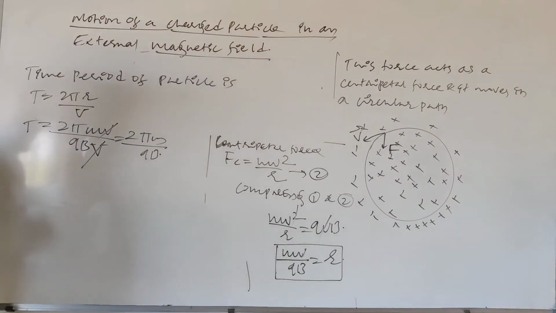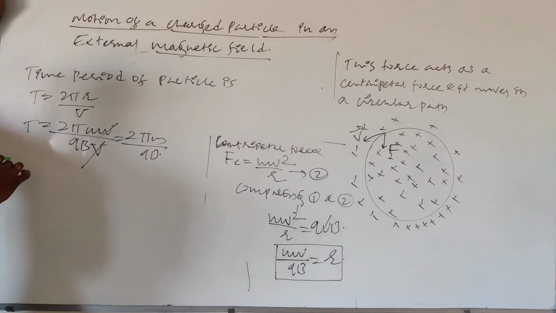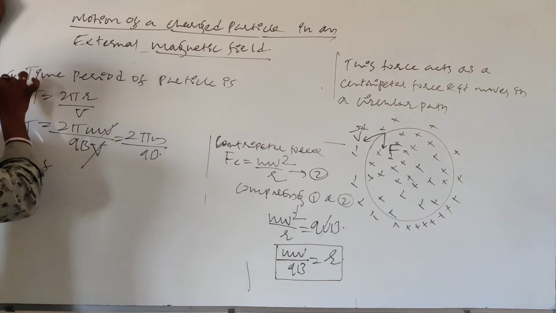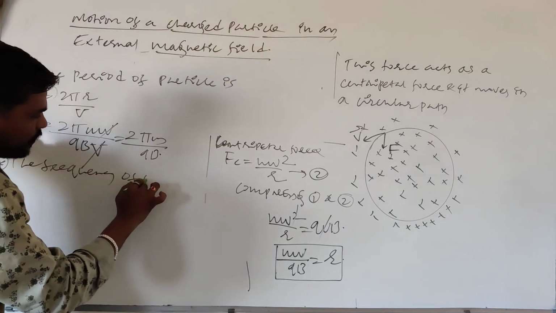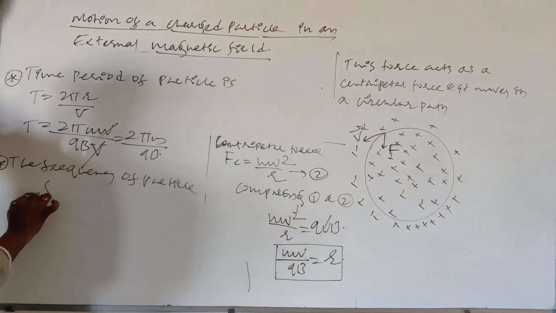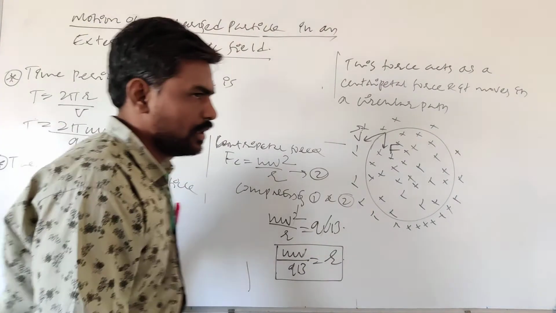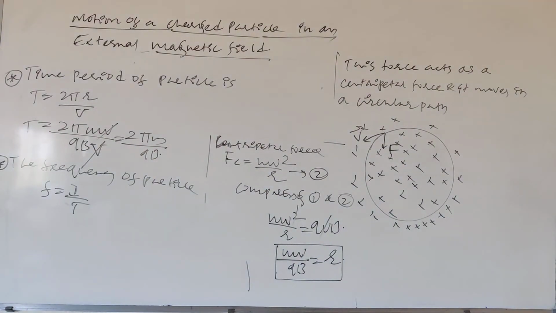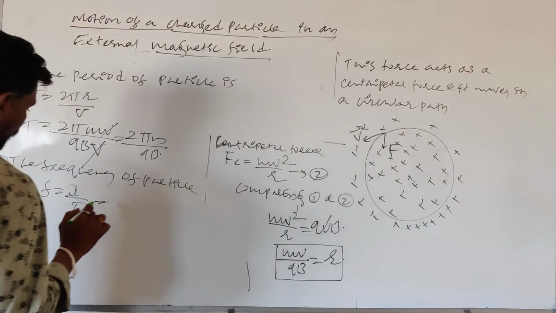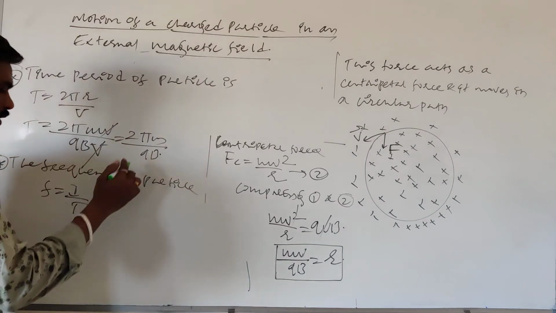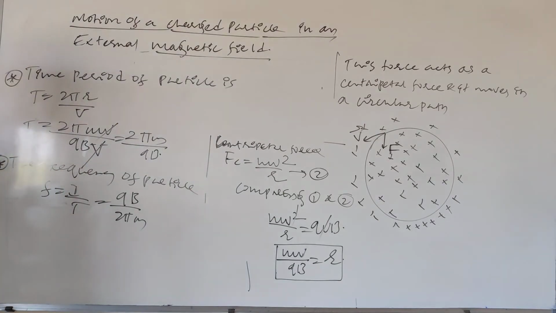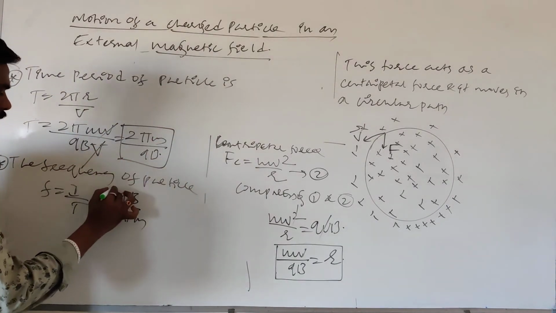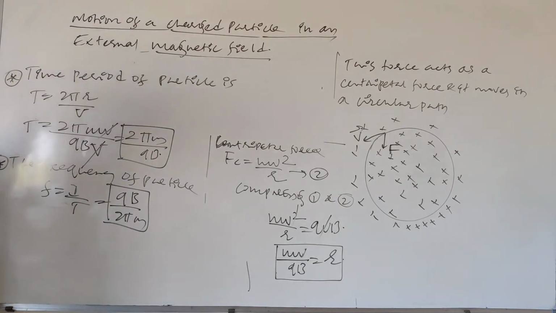Right. Then the frequency of the particle. F is equal to 1 divided by T. We know already, F is equal to 1 divided by T. So 1 divided by T means the reciprocal of this one. I am going to write directly here: qB divided by 2 pi m. This is our frequency.